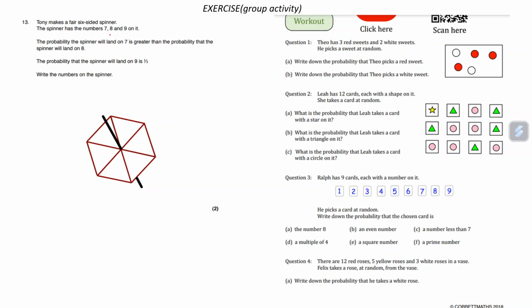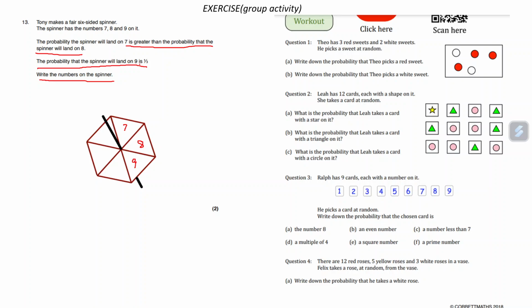The spinner has the numbers 7, 8, 9 on it. The probability the spinner will land on 7 is greater than the probability that the spinner will land on 8. The probability that the spinner will land on 9 is 1 over 3. Write the numbers on the spinner.